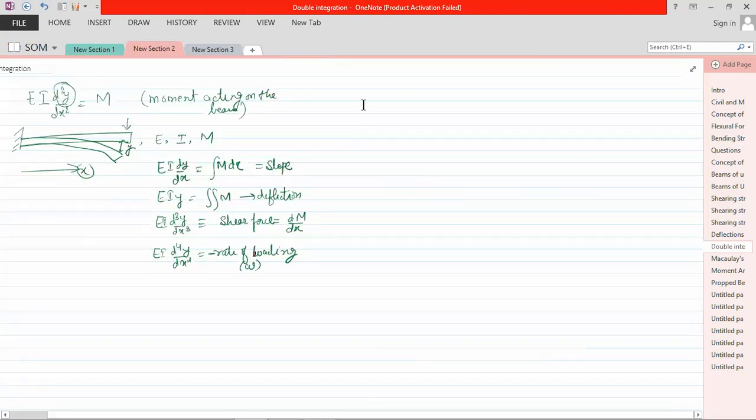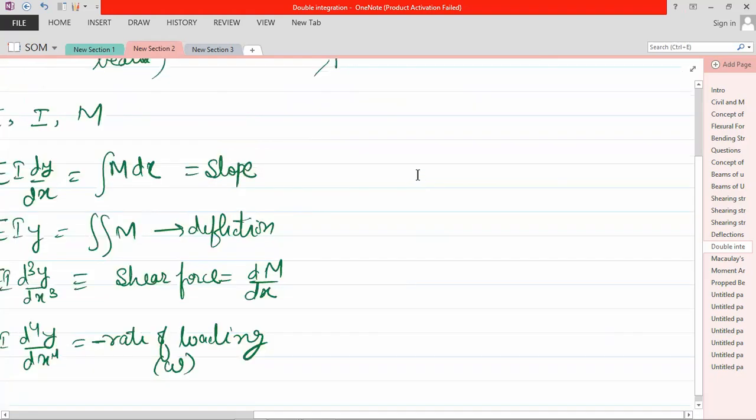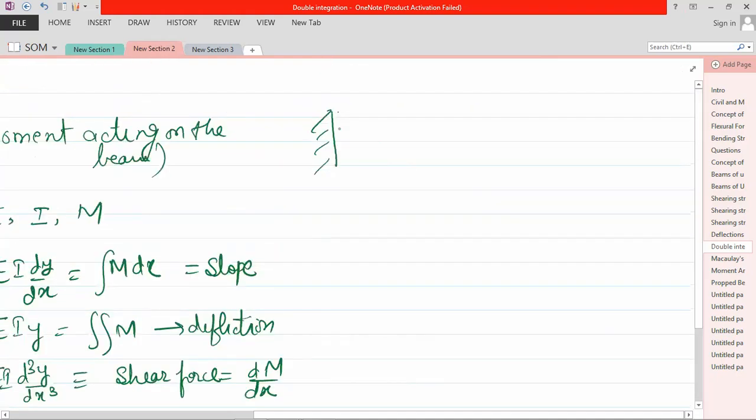Now I am going to consider a problem. Suppose you have a cantilever beam and your load P is acting here. Given the elastic properties are E and I, you need to find the deflection. Suppose this is A, this is B. You need to find the deflection at point B.